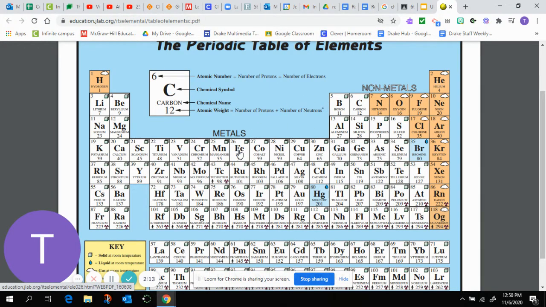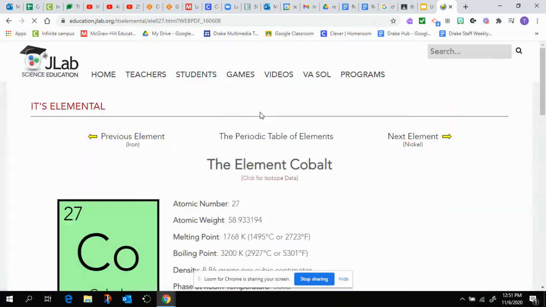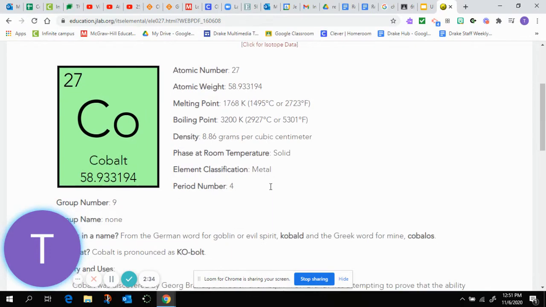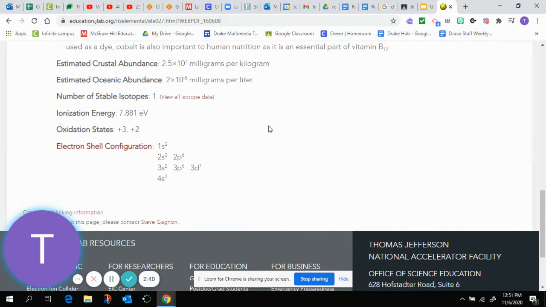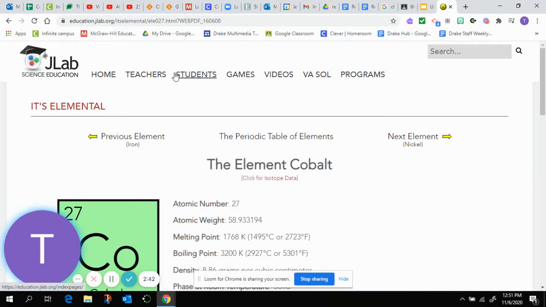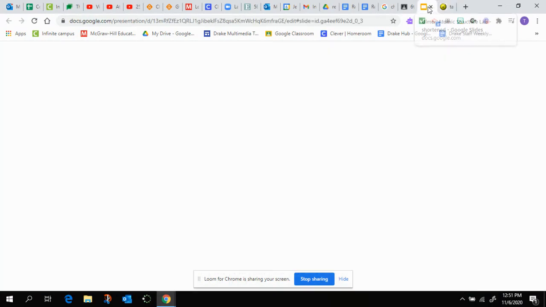So that's how you can use the periodic table. Down here at the bottom, there's a key that tells us a little bit more about our element. We might find out that our element is a solid or a liquid or a gas at room temperature. We might find out that it's radioactive or it's artificial or man-made. The other thing you can do is actually click on an element. When you click on the element, you'll get a lot more detailed info about that element, so you might use that at the end of the lab. So here's my periodic table. I'm going to keep that open so I can use it, and I'm going to go back and forth.